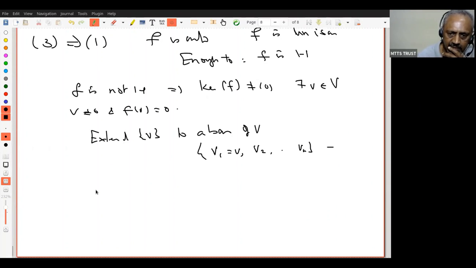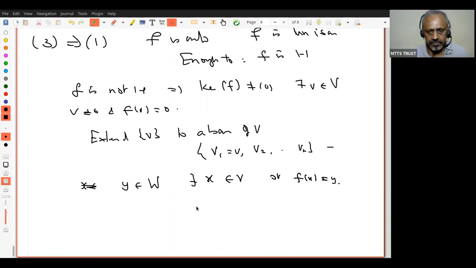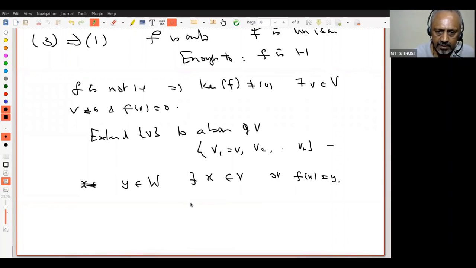Now start with any y in W. Then what do I know? Since f is onto, there is an x in V so that f of x equals y. Is that clear? Now, this is a basis, therefore any x can be written as a1 v1 plus up to an vn.